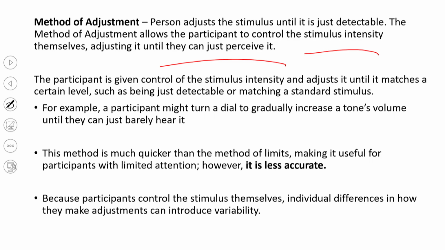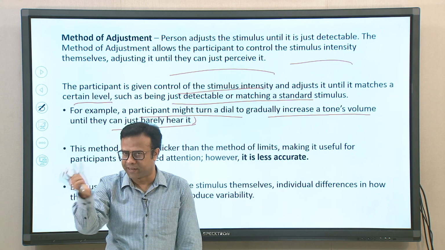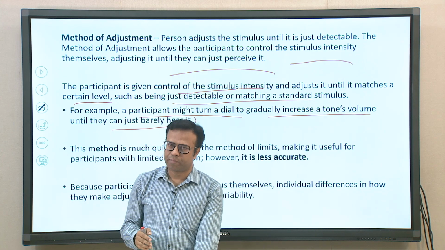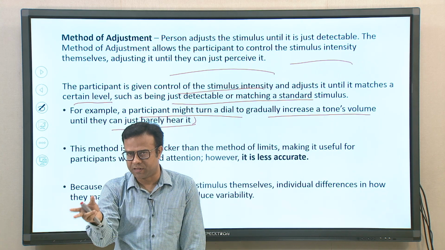Here the participants themselves adjust and they say, okay, this is the limit where we kind of detect it. Here the participant is given control of the stimulus intensity and adjusts it until it matches a certain level, such as being just noticeable or matching a certain standard stimulus, whatever is asked by the experimenter. For example, a participant might turn a dial to gradually increase the tone's volume until they can just barely hear it. So, the only difference between method of limits and adjustment is who controls changing the intensity. In the method of adjustment, it is done by the participant. In the method of limits, it is done by the experimenter.